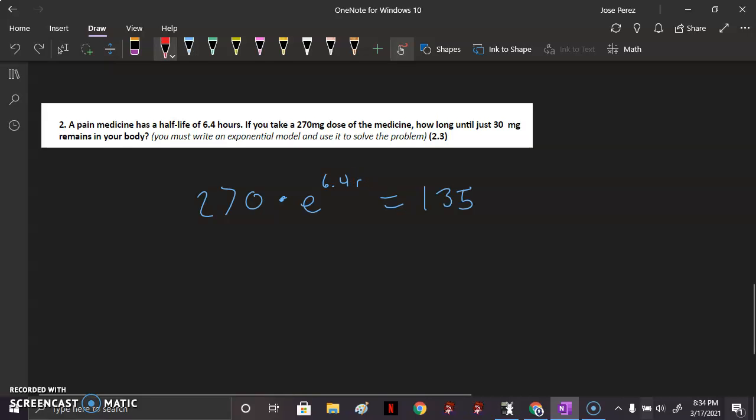So that's what we're going to do. If we divide 270 by both sides, we will be starting to get there. We're going to get 135 over 270. But if you plug this in a calculator, you'll get 0.5 equals e to the 6.4r.